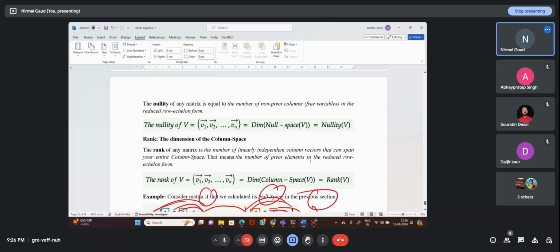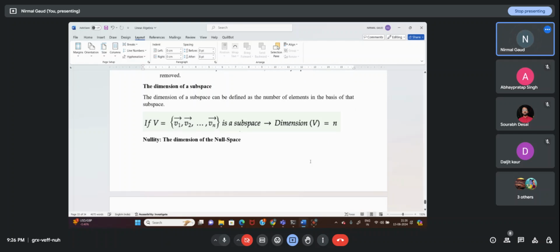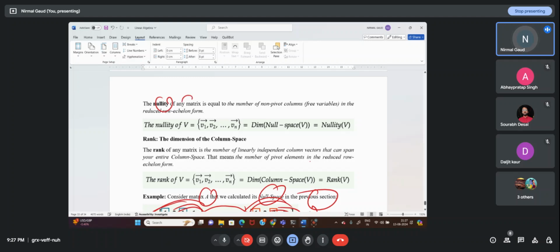What is the nullity of a matrix? It is the dimension of the null space. That means the nullity of any matrix is equal to the number of non-pivot columns, the free variables in the reduced echelon form. As many free variables as you have, that is the nullity of a matrix. Remember this.